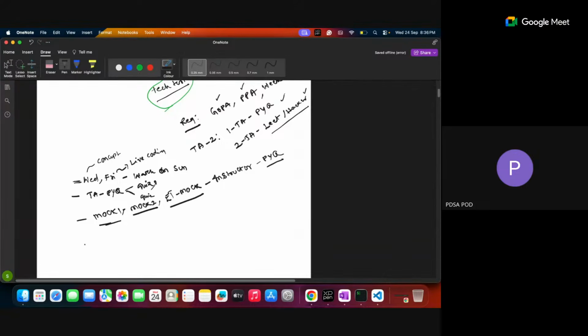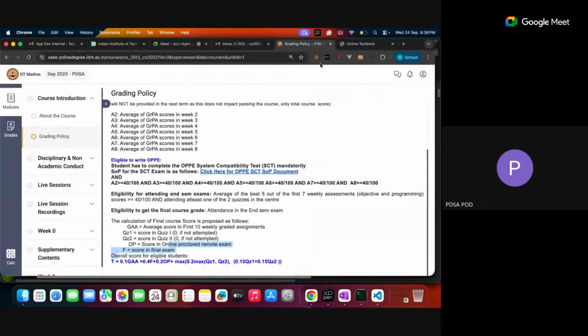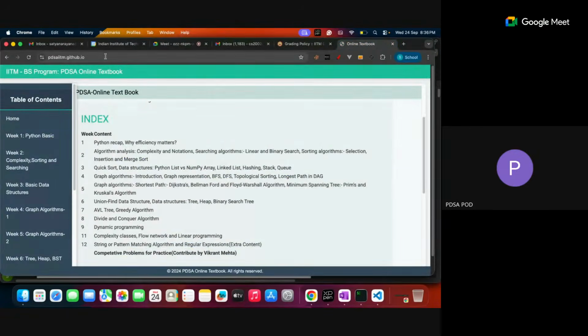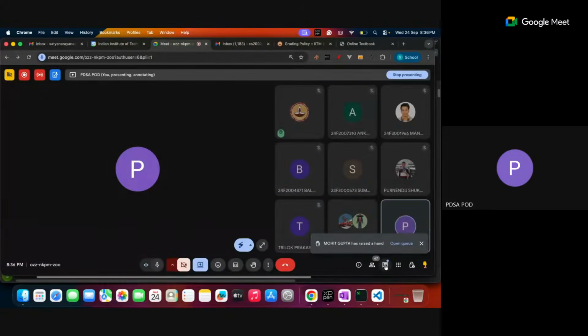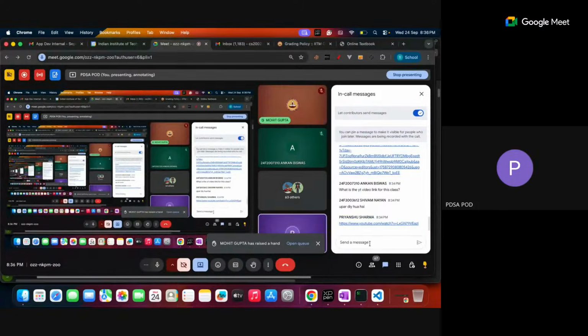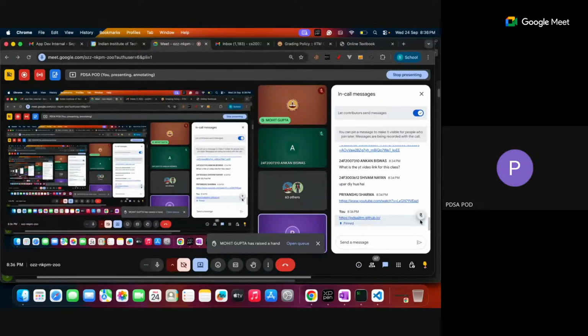And for your self-learning, if you want to do it, there are GitHub notes provided for you. These are very comprehensive notes that everybody can access. I'm pasting the link in the chat box. Kindly acknowledge that. Are you able to access this or not?